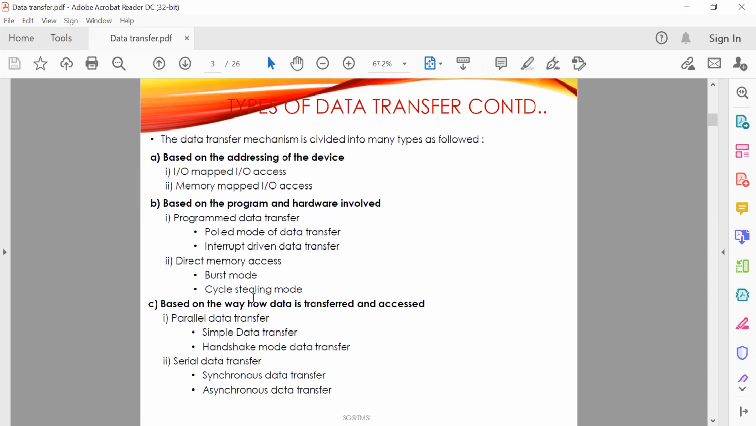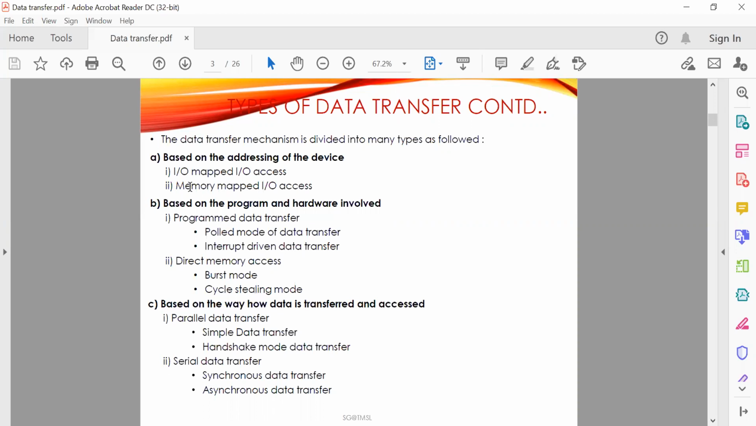In general, parallel data transfer is used for transfer of data over short distances, such as within the system or within a PCB. It can be done either in poll mode or in interrupt dependent mode, as I have discussed earlier.